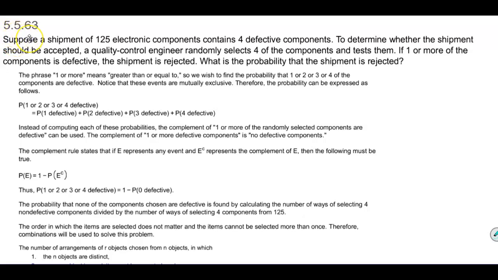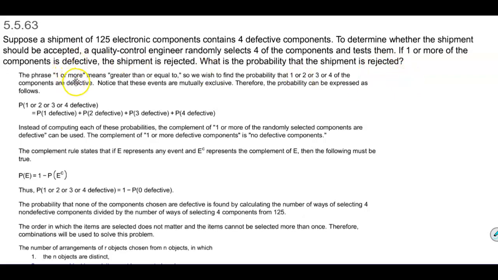In section 5.5.63, suppose a shipment of 125 electronic components contains 4 defective components. To determine whether the shipment should be accepted, a quality control engineer randomly selects 4 of the components and tests them. If one or more of the components is defective, the shipment is rejected. What is the probability that the shipment is rejected?